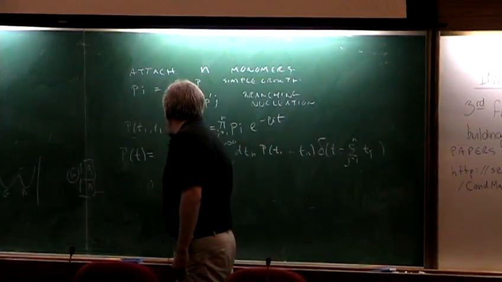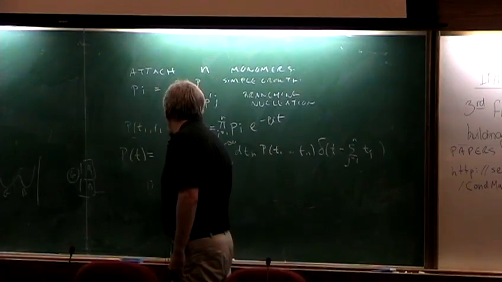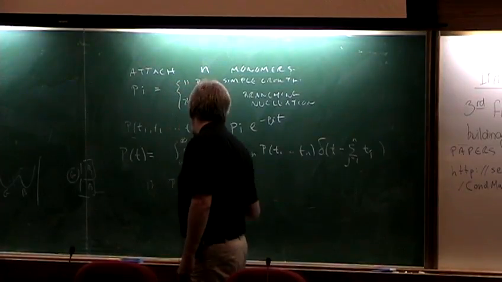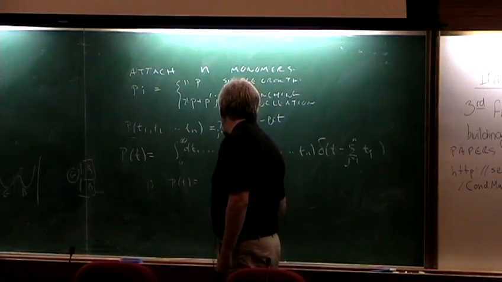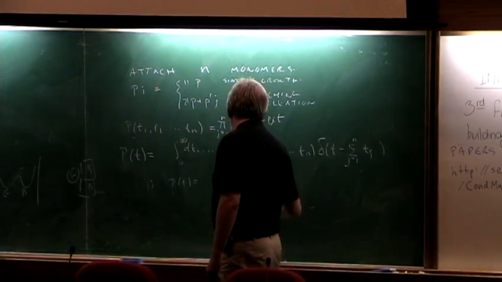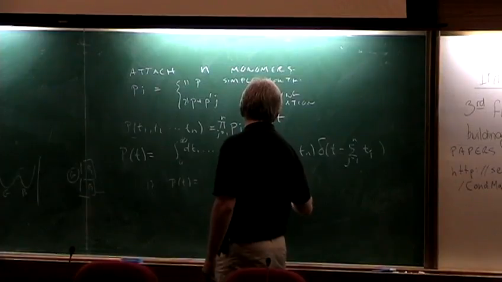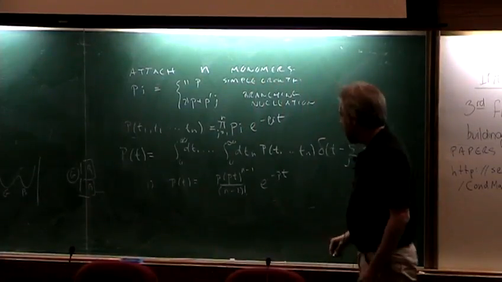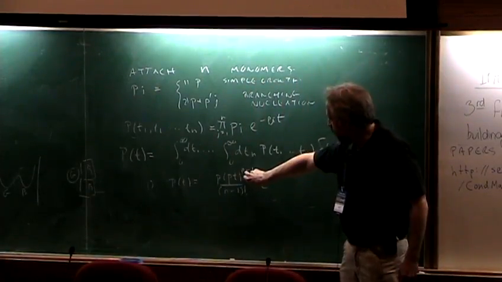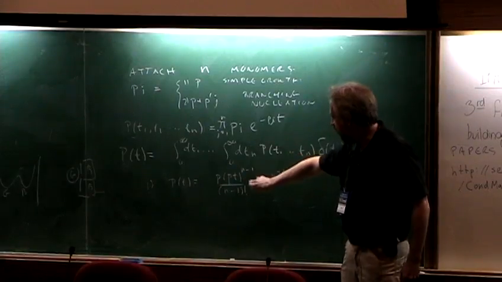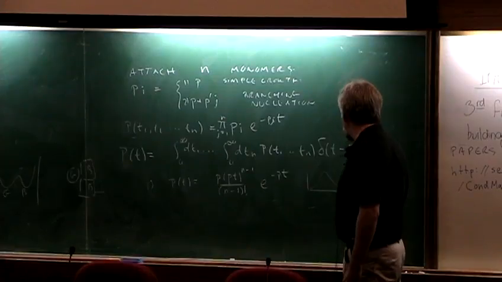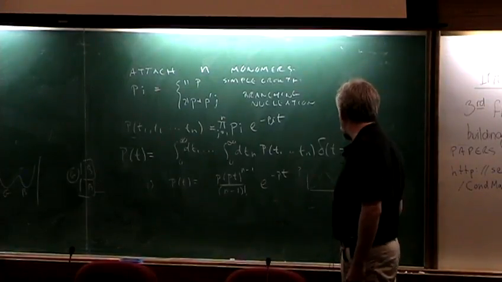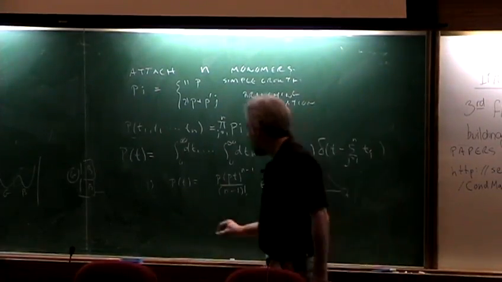But in case one, it gives you a so-called gamma distribution, where p of t has the form (pt)^(n-1) over (n-1) factorial, e to the minus pt. So it's very flat at the beginning, and then it will have an exponential tail. And so that gives you a shape similar to what we observed in our simulations on the prion problem.